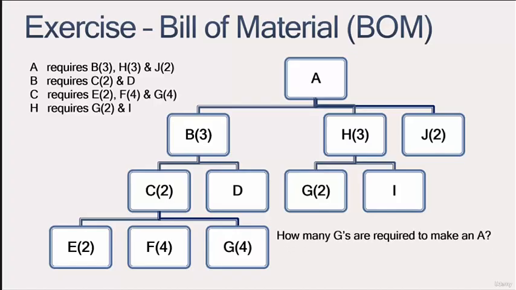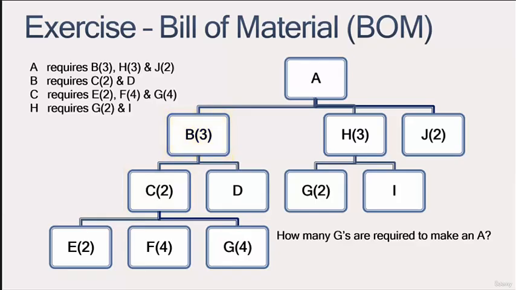Now let's answer the question: how many Gs do you need to make 1 A? If you look at the bill of material, G is used in 2 places. It's used to make item C on the left side of the tree and to make item H on the right side of the tree. Let's start on the left side. You need 4 Gs to make a C. You need 2 Cs to make a B, and you need 3 Bs to make an A.